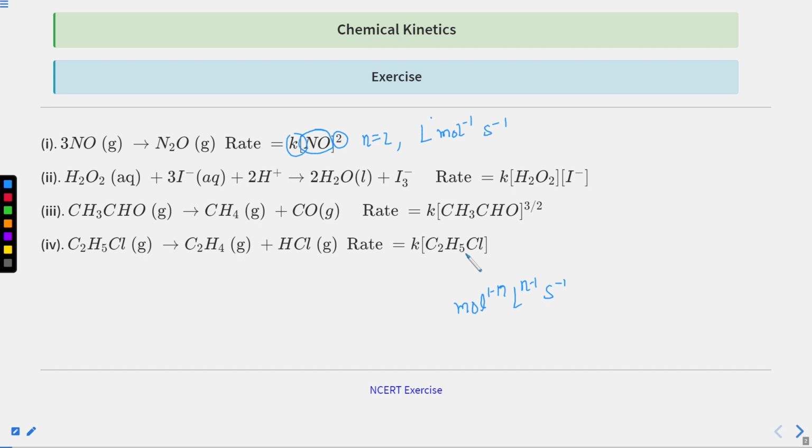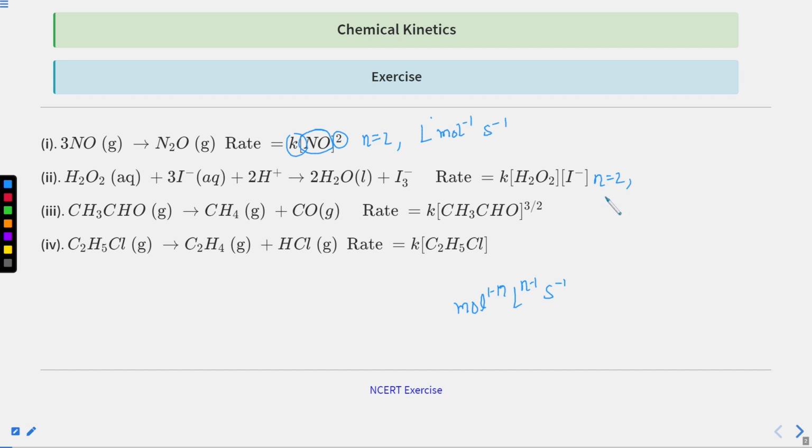Now, what is the second equation? The second equation is H2O2 plus 3I minus plus 2H plus, which gives us 2H2O and I3 minus, and the rate expression is written as rate is equal to K[H2O2] raised to the power 1 and [I minus] also raised to the power 1. So what is the order of reaction? We have to sum the powers of the reactants. H2O2 has a power of 1 and I minus has a power of 1. If you add 1 plus 1, it gives you 2. So this is the order of reaction.